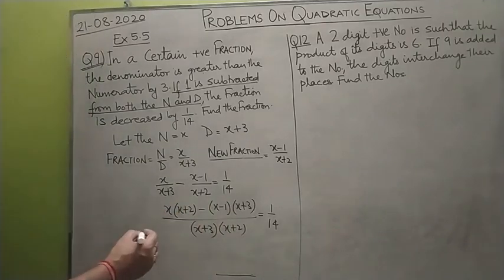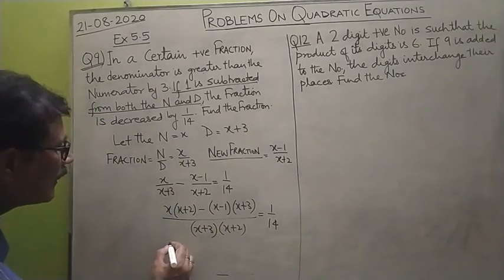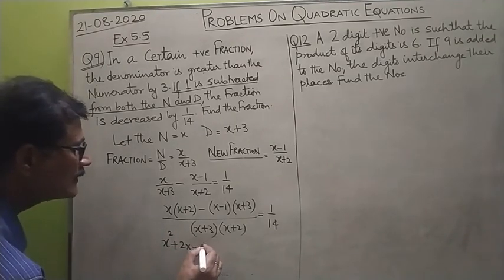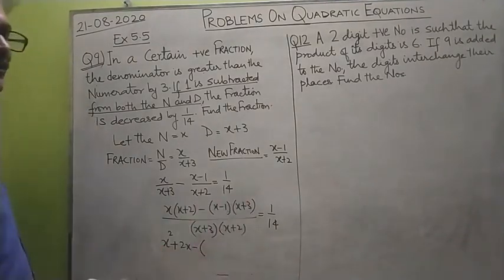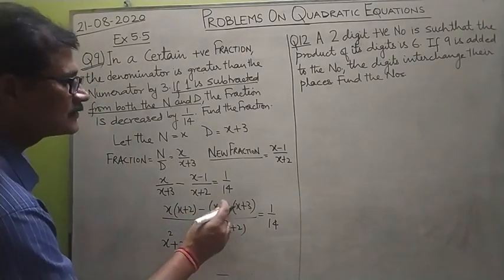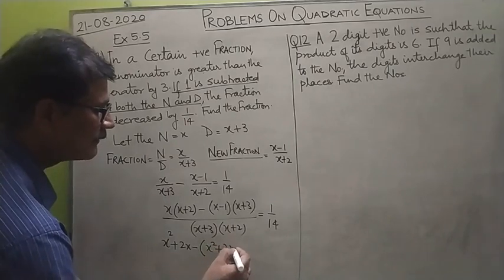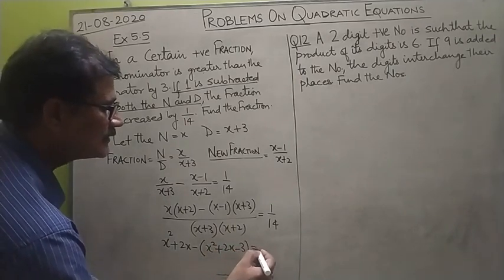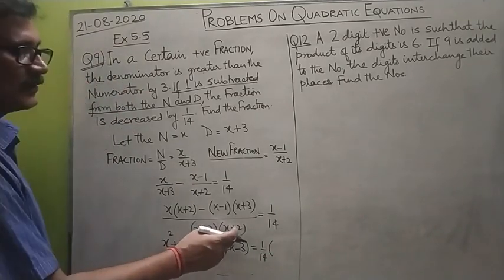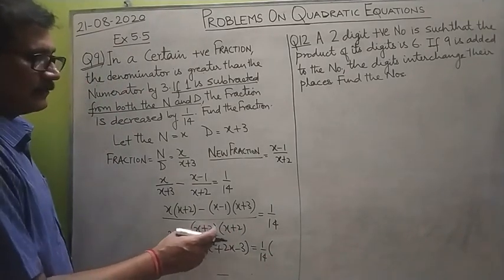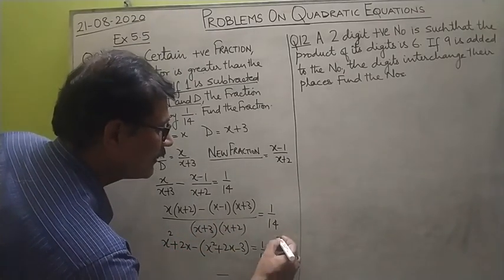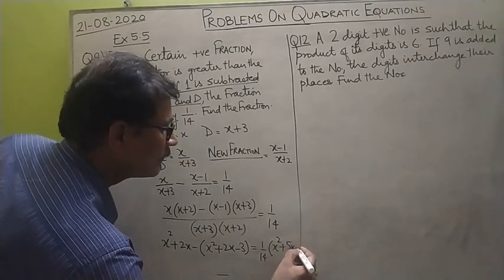So when we simplify this, we will get x square plus 2x minus, within the bracket, the product of this, which is going to be x square minus 1 and plus 3 means plus 2x minus 3, whereas 1 by 14 will be left here. And the product of x plus 3 into x plus 2 is x square, 3 plus 2 is 5, and then the product is 6, so it becomes x square plus 5x plus 6.